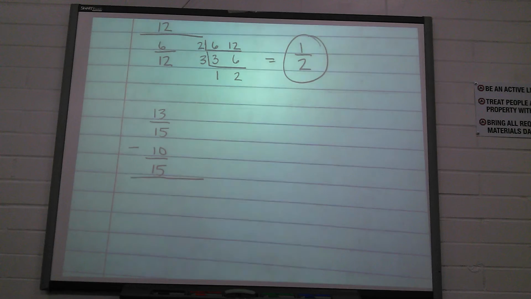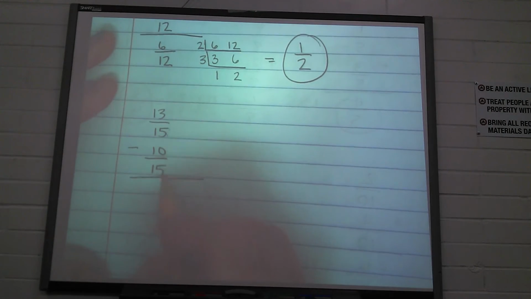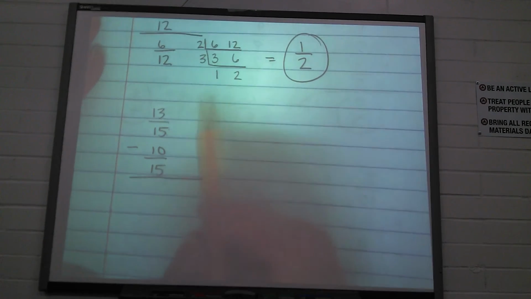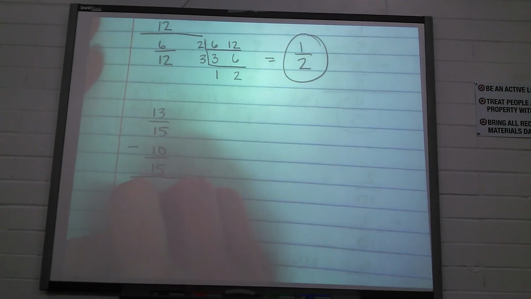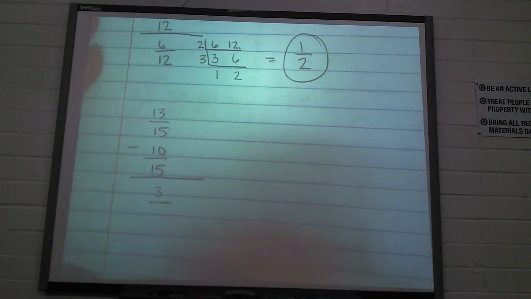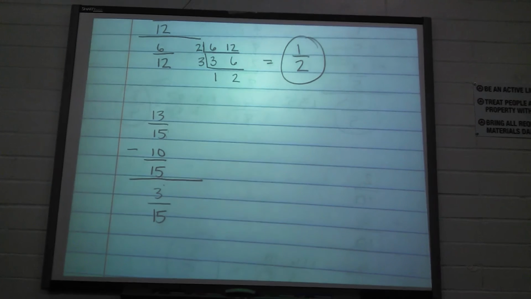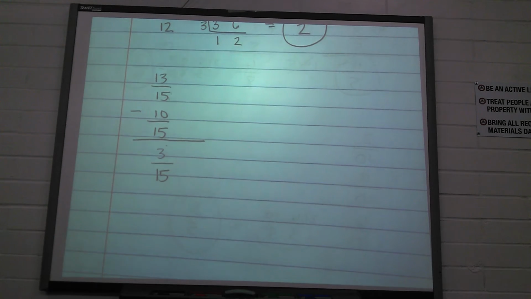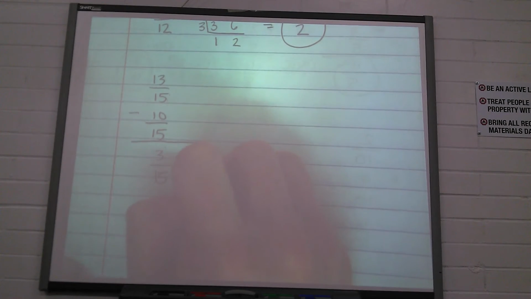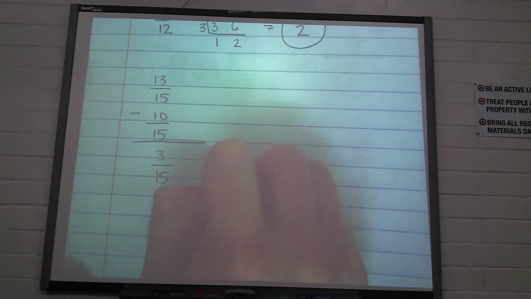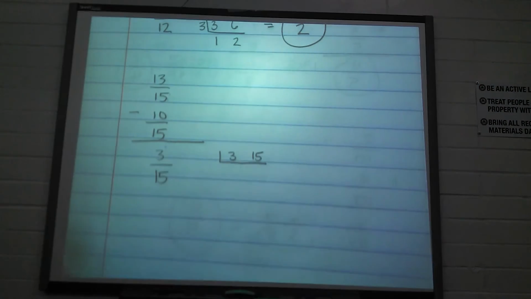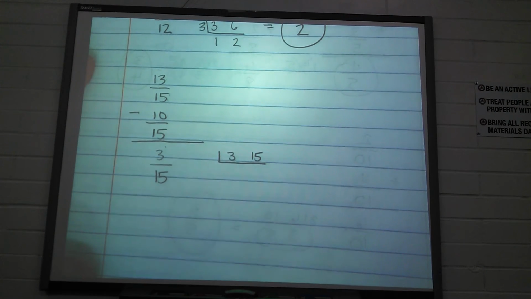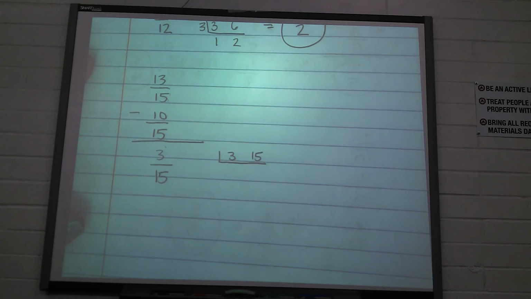All right, let's see if you're right. Our denominators are the same, so nothing I have to do there. 13 minus 10, 3. My denominator is 15. Can I reduce 3/15? Well, let's check if you're not sure. Some of you may know this answer right away, and that's great. 3 and 15. Can 2 go into both of these numbers? No, neither one of these numbers are even.